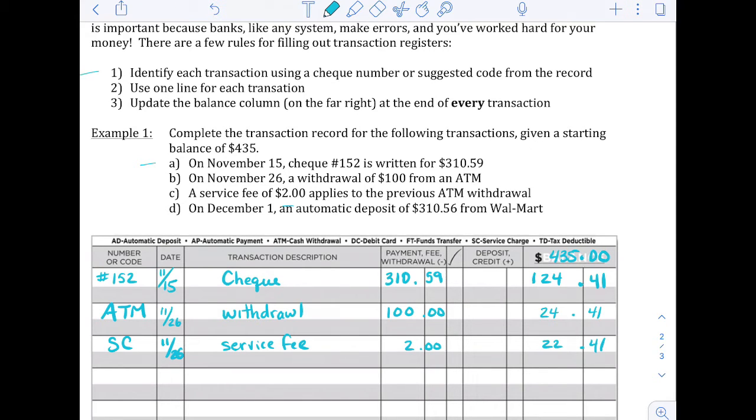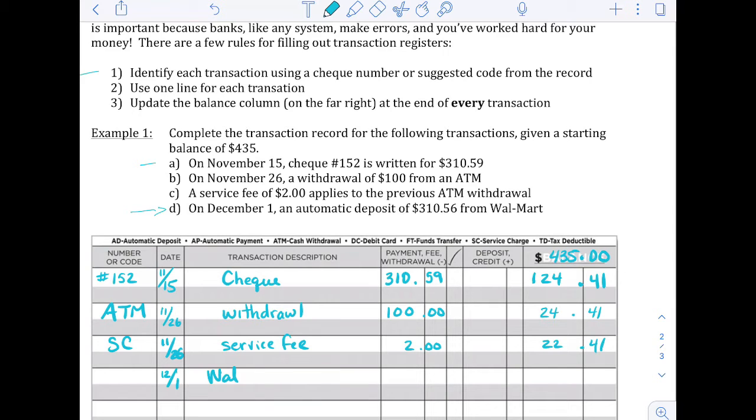Not looking good. So what's the final one that we have? D. It says on December 1st. So December is the 12th month, and 1 is the day. As I said, it'd be fine if you wrote DEC 1. That's fine as well. We have an automatic deposit. So that's good. Deposit, money was in, of $310 from Walmart. So that's probably money that we got for our work. We probably worked at Walmart.